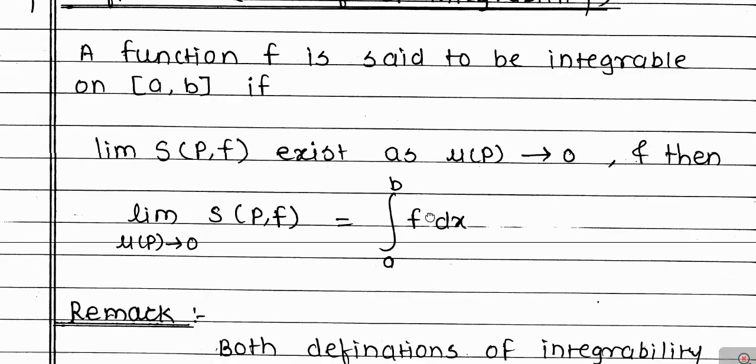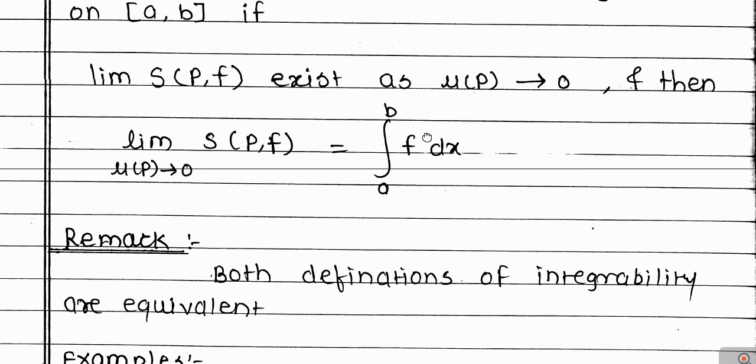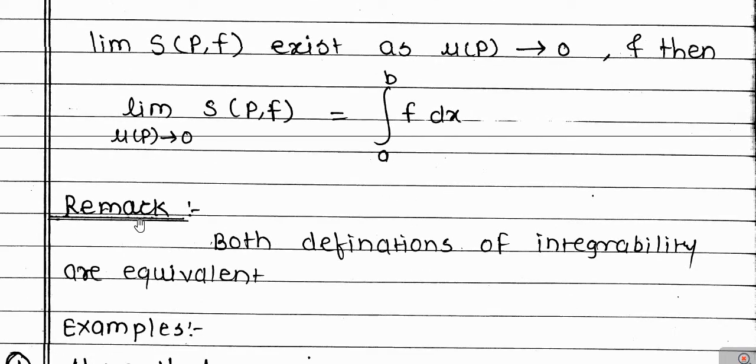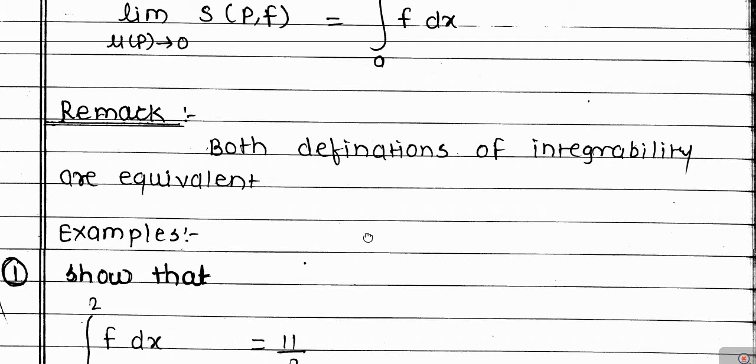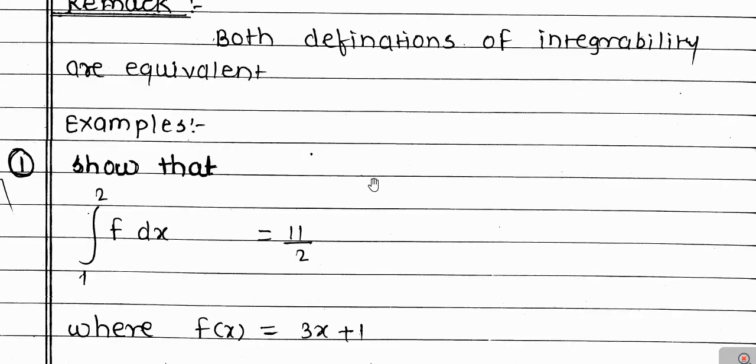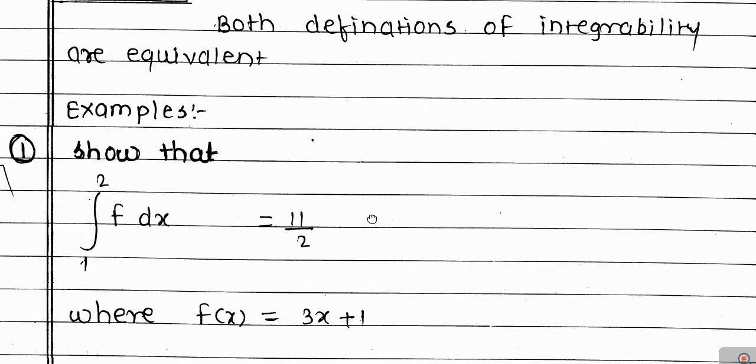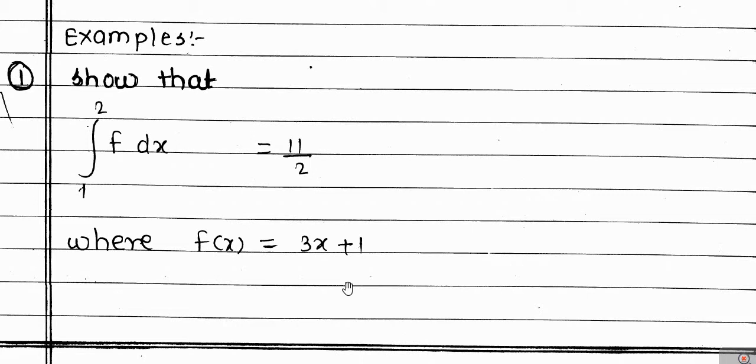Now next, both the definitions of integrability are equivalent, so this we mention as a remark. So the remark is, both definitions of integrability are equivalent. Now next, some examples we will solve by using this definition of integrability. So the first example is, show that integration a to b f dx is equal to 11 by 2, where f of x equal to 3x plus 1.